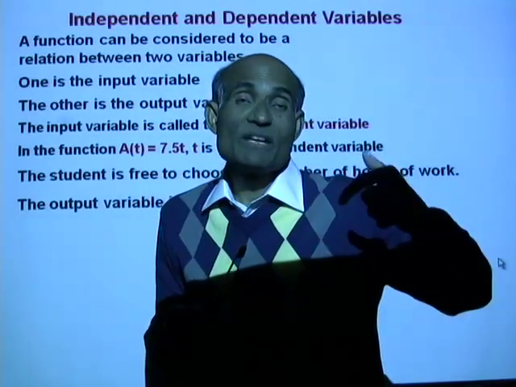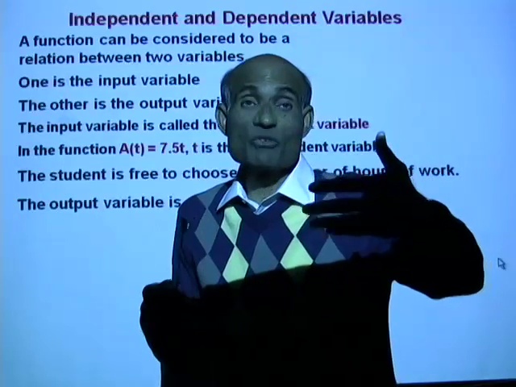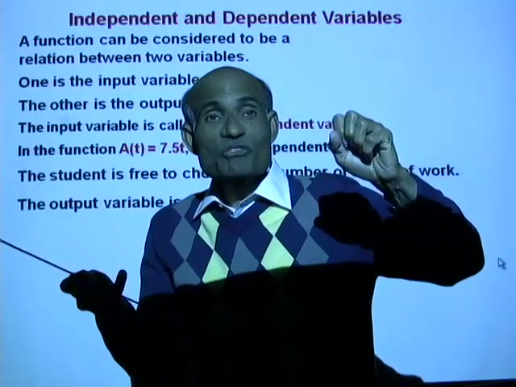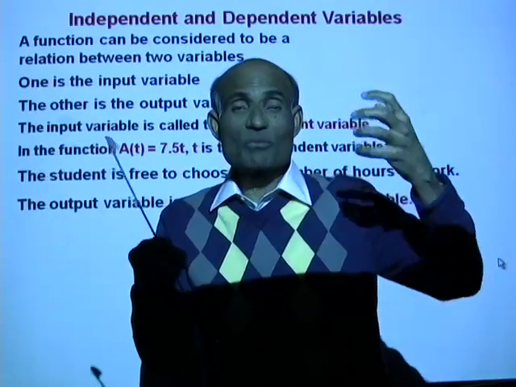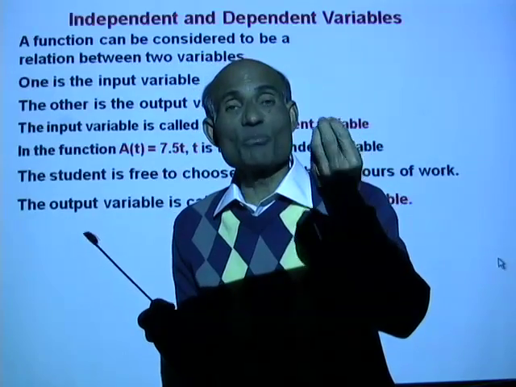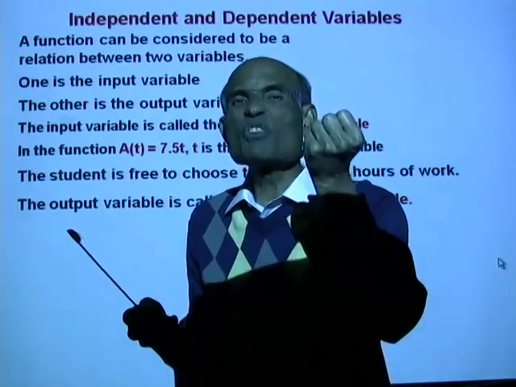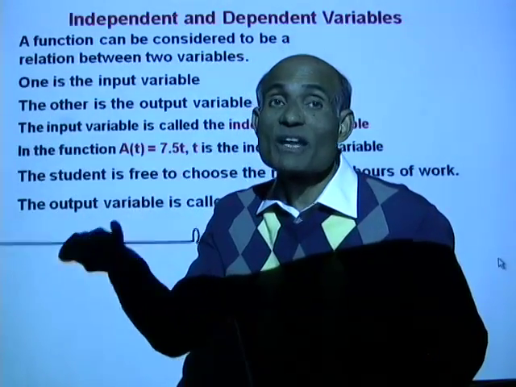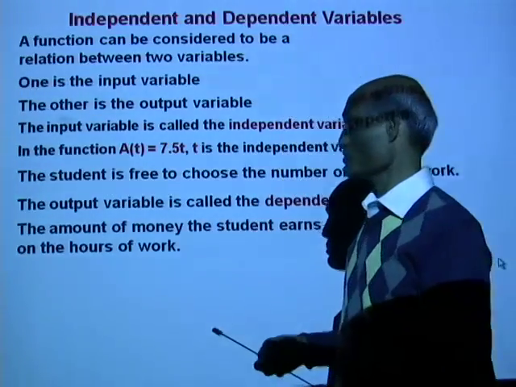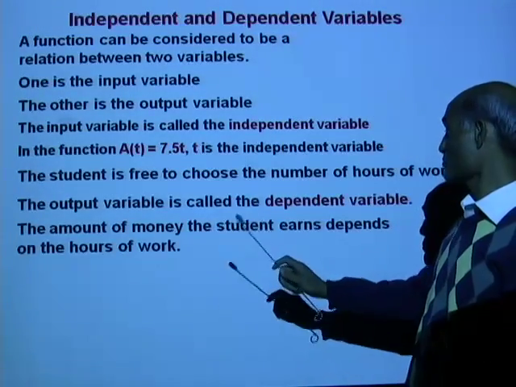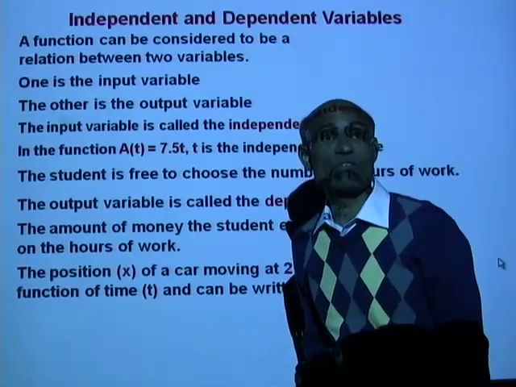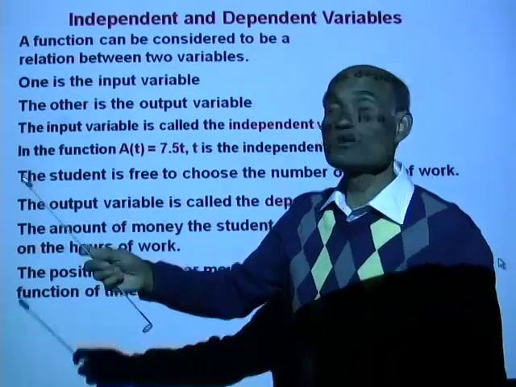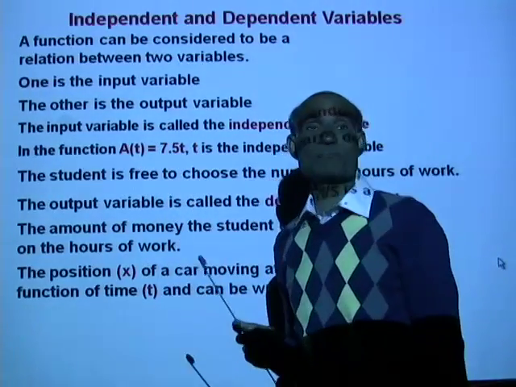So if you look at the general expression that you're familiar with, y equal to mx. Y is the output, x is the input. X is the independent variable, y is the dependent variable. Always the dependent variable is the function value, right? Which is connected to the input of the function. The amount of money the student earns depends on the number of hours he works, and therefore the amount is a function of the time t.